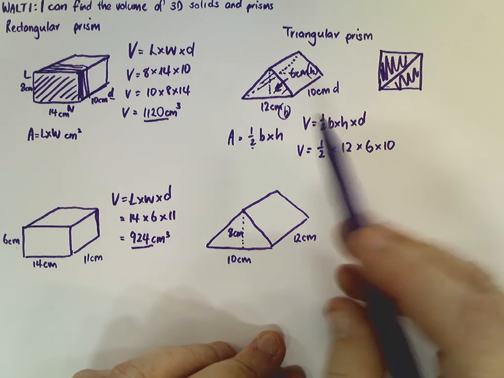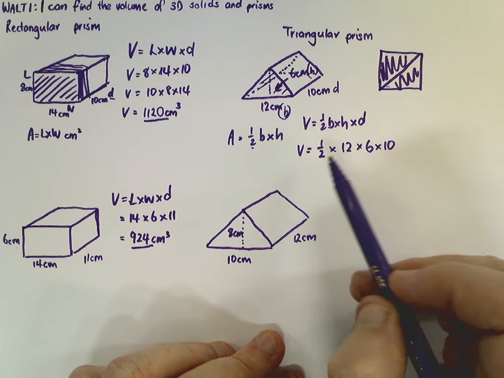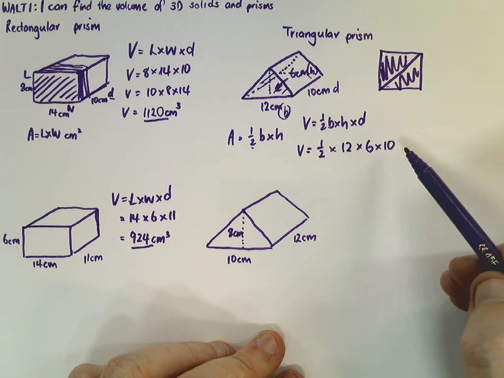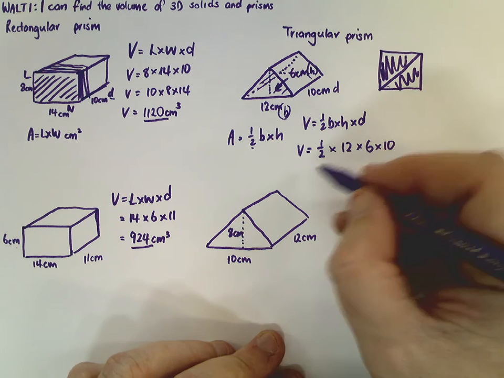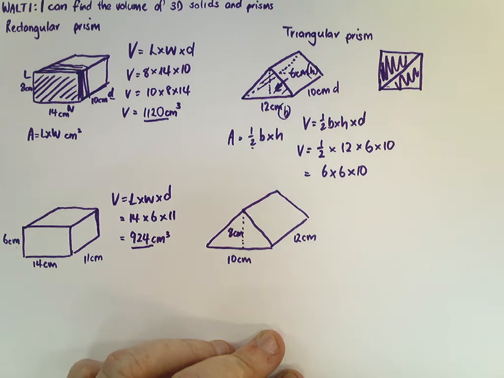Now, when I apply this half doesn't really matter. I can apply it after I times these numbers together and then half them. I can half the 12, I can half the 6, I can half the 10. I'm actually going to half the 12 in this particular case. It's going to give me 6 times 6 times 10. Now I know that 6 times 6 is 36, times 10 is 360.